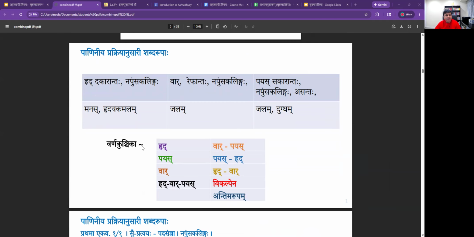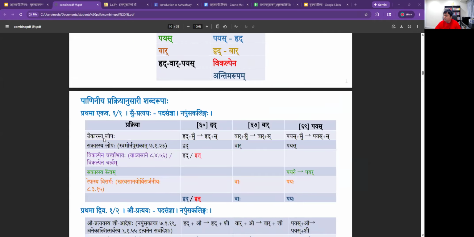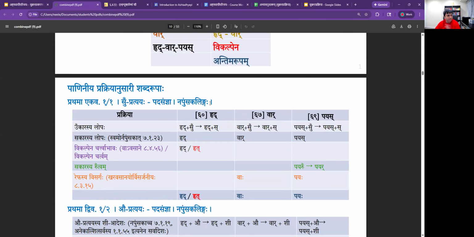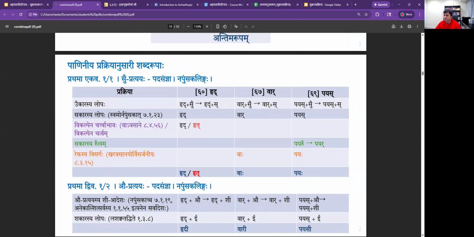Rid, var and payas. Very beautiful comparison between the three words. Namaste Mahoday. Namaste सर्वेभ्यः. How you want to go, line by line or word by word? I think I go line by line because it's interesting to compare, and most of the time it is pairs which stands out as the black sheep.